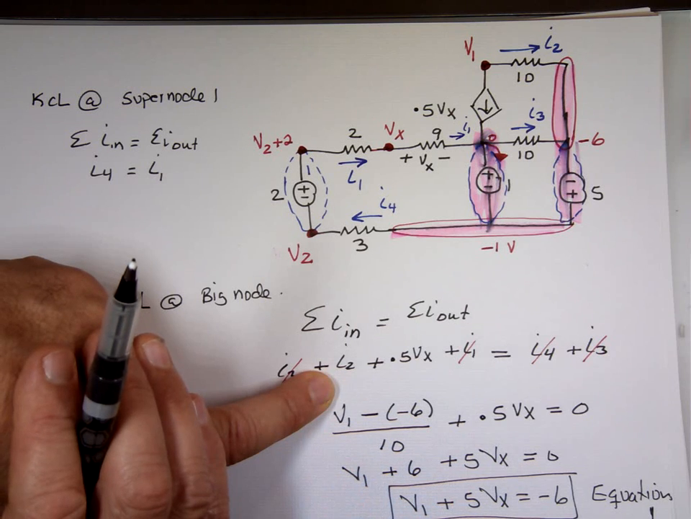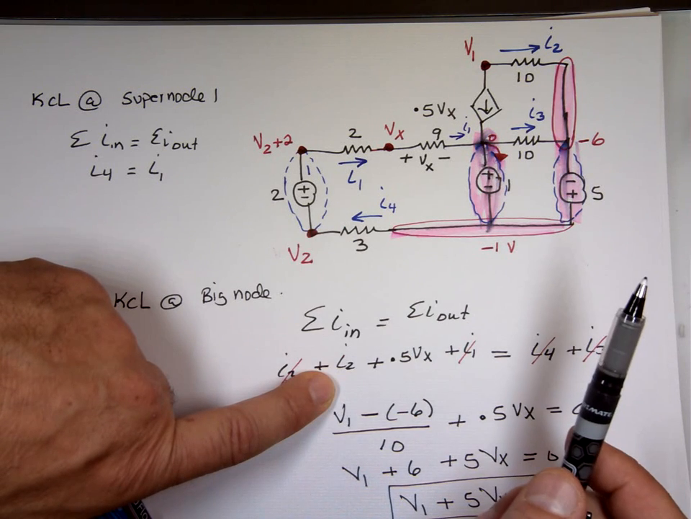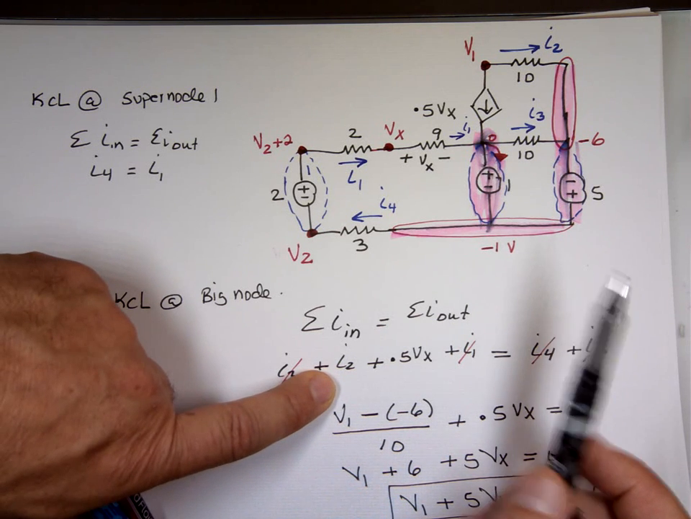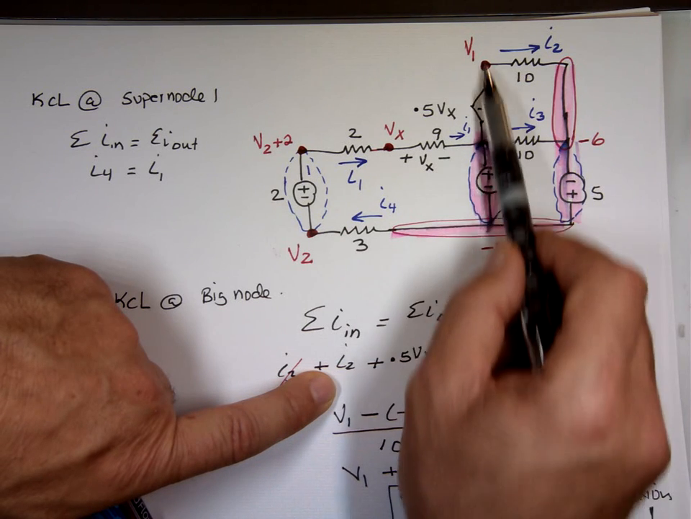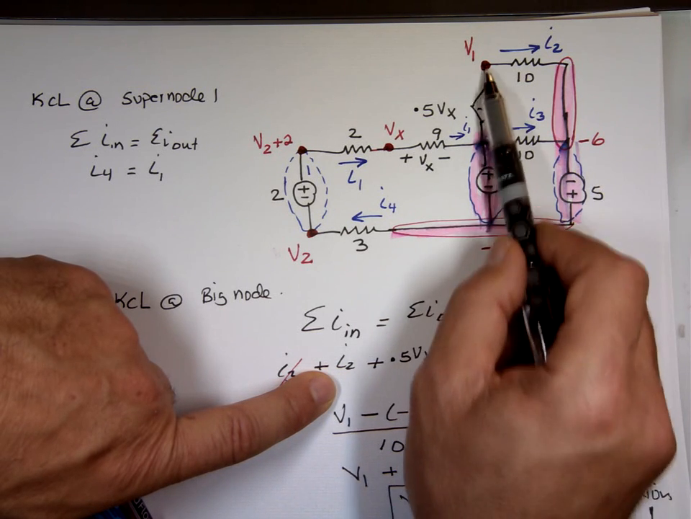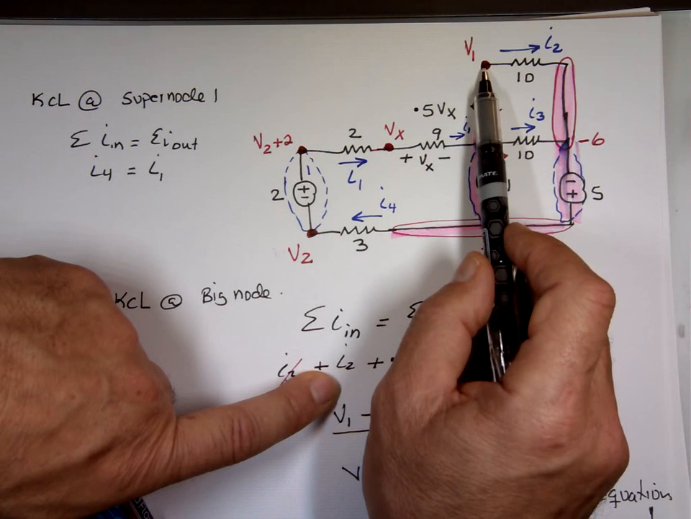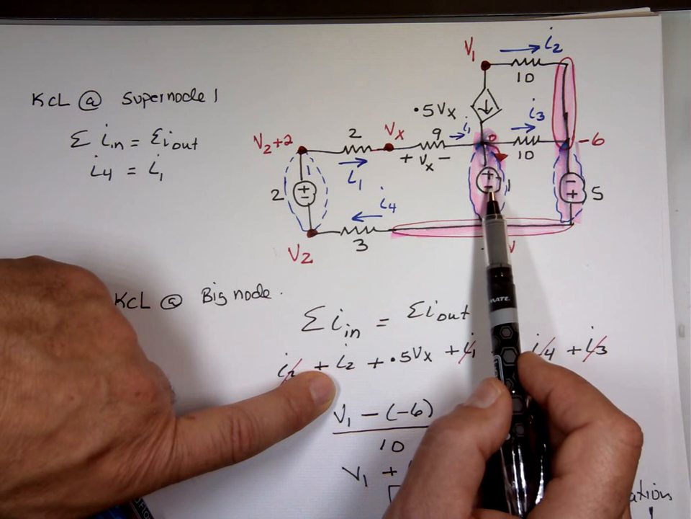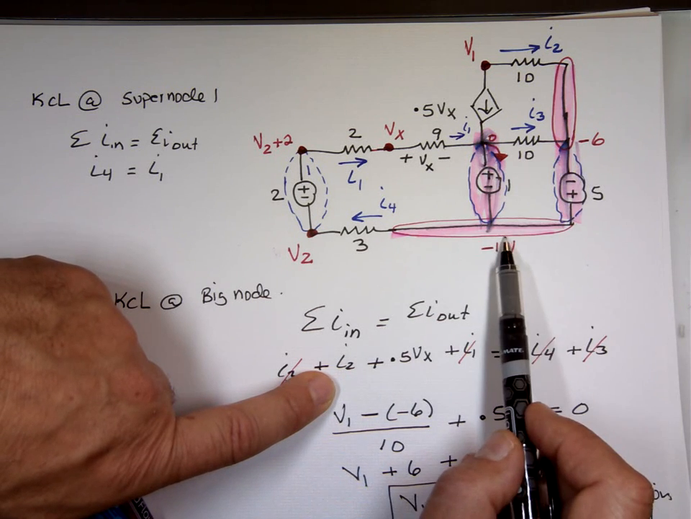Wait, does it mean the current's the same at those points? Which one? The big node and V1? The big node and V1, does that mean the current's the same, if it's the same equation? You mean the voltage, I'm sorry. Yeah, the voltage at V1 and the big node is the same. Well, the voltage of the big node changes from end to end. Notice it's 0 here. It's negative 6 here. It's negative 1 here. So this might be treated as one node, but the voltage changes from spot to spot.